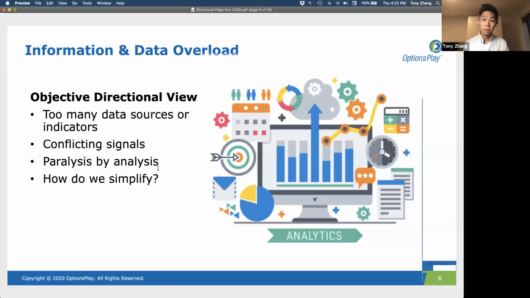Depending on which chart you look at, you might get conflicting different views. And even if you're looking at the same chart, if you use different moving averages, different technical indicators, different types of indicators, you might get conflicting results here. So the question becomes, how can we simplify?